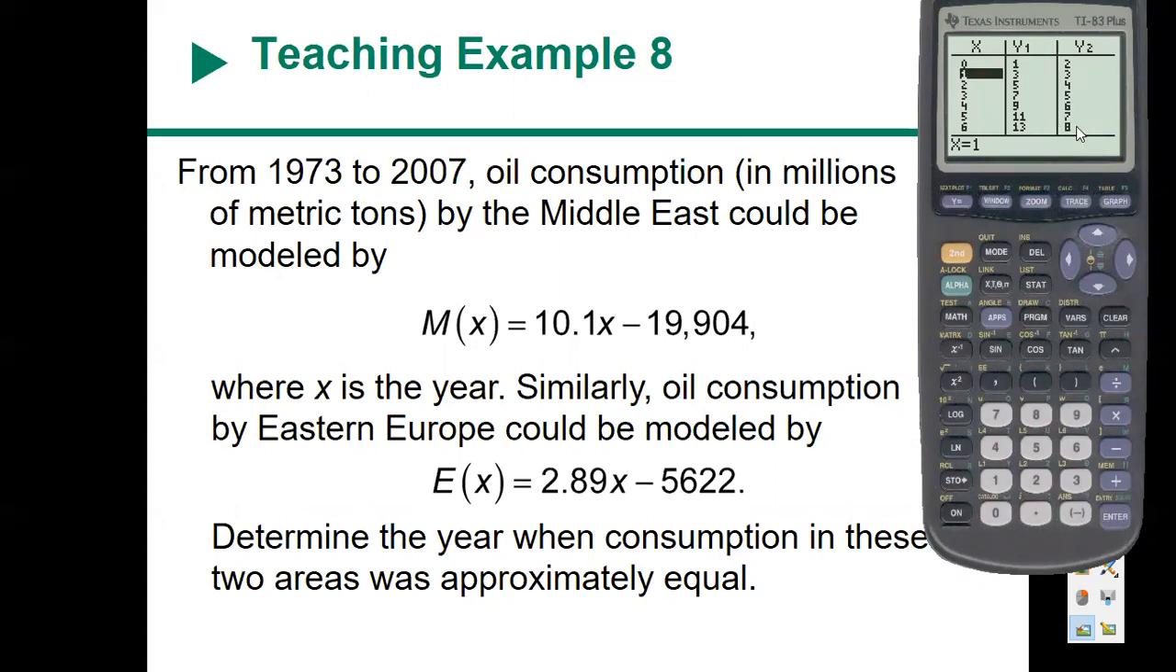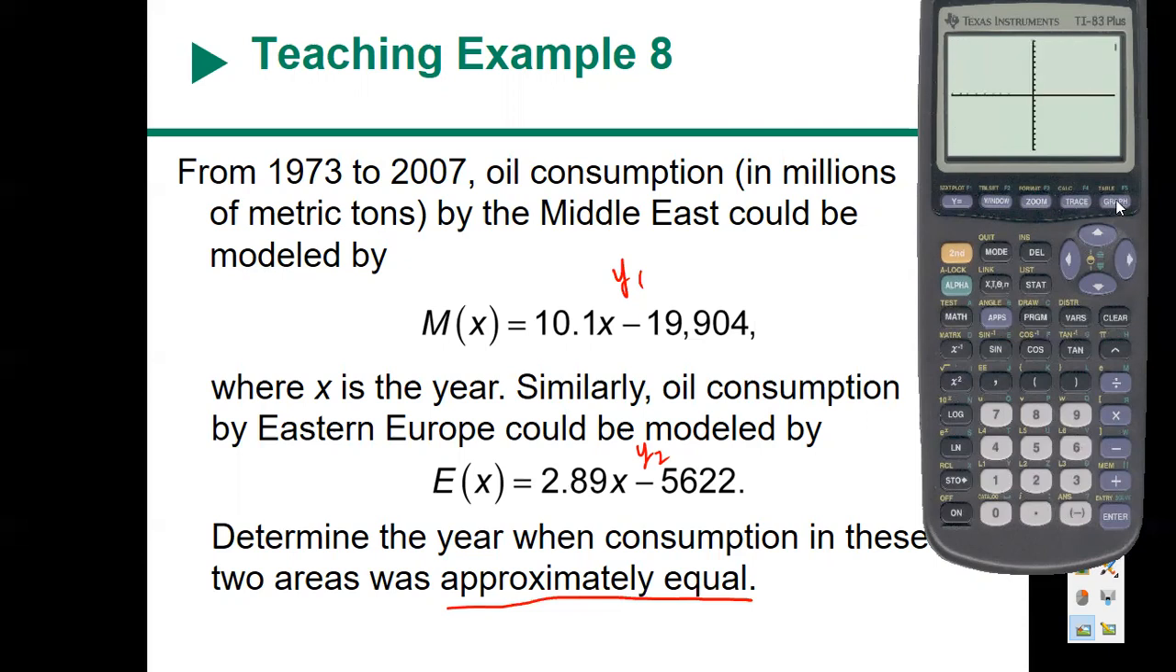So we're going to do what we just did in the calculator again. We have two equations and we want to know when they are approximately equal to each other. Does that make sense? So this would be my first equation and this would be my second equation. I'm going to go to y equals. I'm putting in 10 and 1/10 x minus 19,904. Then I'm going to clear y2 and put in 2 and 89/100 x minus 5,622.